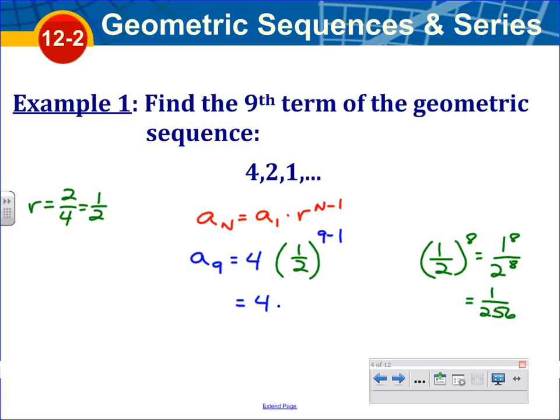Okay, so that's what you're doing. You're not necessarily writing all that stuff down, but that's what you're doing in your head. This is your thought cloud right here. Okay, and then that's what goes in place in your formula. So that 1 over 256 goes there.